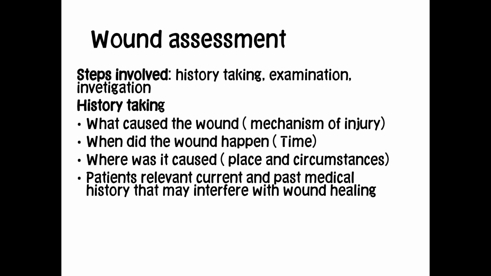In history taking, you seek to know what caused the wound, the mechanism of injury, and at what time it happened, from the time of occurrence to the time of observation. Then you also seek the patient's relevant past medical history that may interfere with wound healing, such as diabetes, presence of underlying chronic illnesses, immunosuppression, use of corticosteroids, malignancies. You ask about those long-standing or underlying illnesses that could impede proper wound recovery.